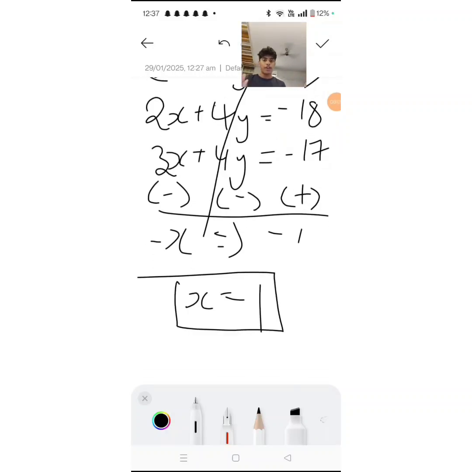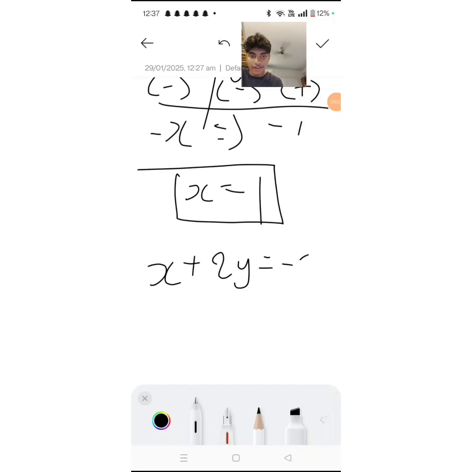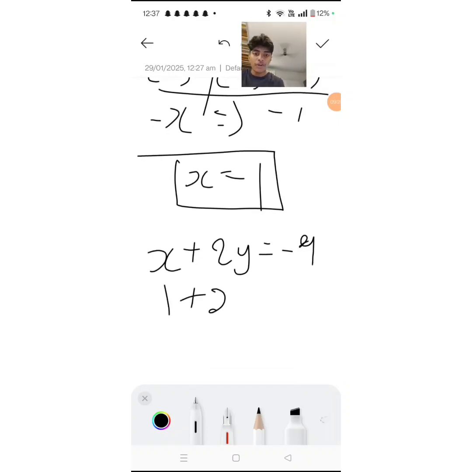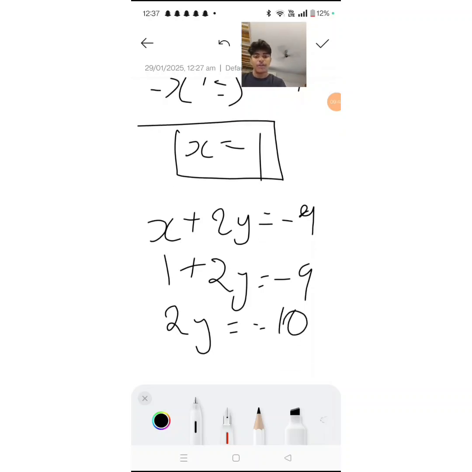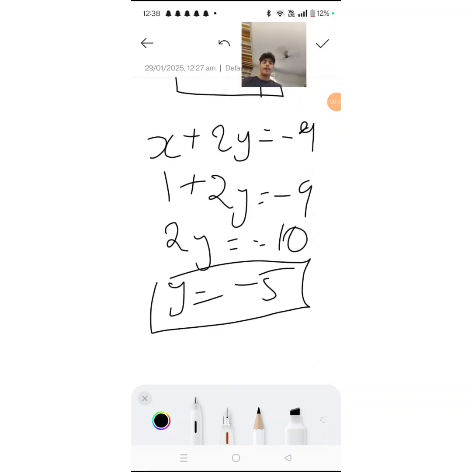Now what I can do is take x and put it in any one of these equations. So now I'm going to take 1 plus 2y is equal to minus 9. 2y is just equal to, if you take 1 to the other side, minus 10, right? Because it's minus 9 minus 1, so it's minus 10. So y is equal to negative 5. So therefore the value of x we got is 1 and y is equal to negative 5.